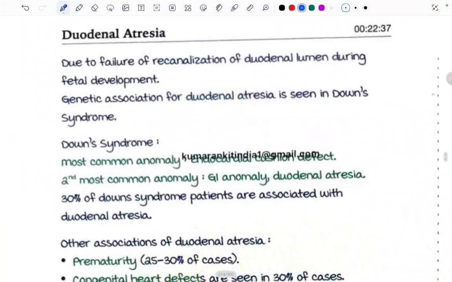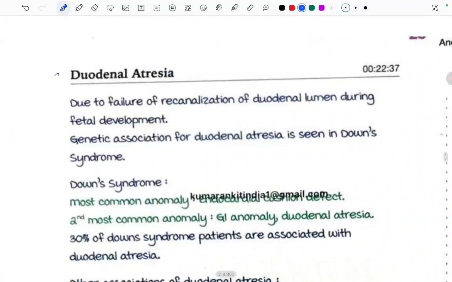Moving ahead to duodenal atresia. This is the third condition. First we saw the esophageal atresia, second IHPS, and third one is the duodenal atresia. It is due to the failure of recanalization of the duodenal lumen during fetal development. Genetic association for the duodenal atresia is seen in the Down syndrome. There is a syndromic association of duodenal atresia with the Down syndrome.